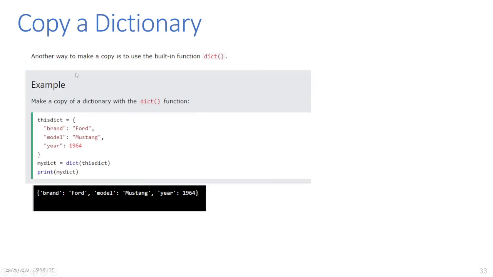Copy a dictionary. Another way to make a copy is to use the built-in function dict. So to make a copy of the dictionary, you have the dict function. My dict is equal to dict, and then this dict. Again, it's quite funny. Then you print this dictionary, and this is the output. Again, this is referring to a different dictionary. They have the same values but are different dictionaries. So if you make changes to this dictionary, it will not affect this particular dictionary here. I don't want to mention the name.